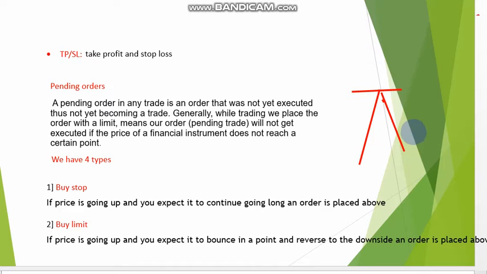So let's see this. We have 4 types of orders. Let me wipe this, guys. We have buy stop, buy limit, sell stop, and sell limit. Simple, guys. Simple things. Buy stop, buy limit, sell stop, and sell limit. Let's see that, guys.